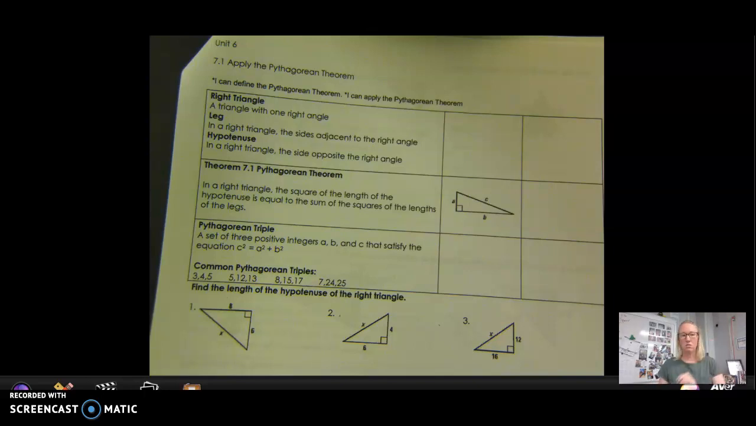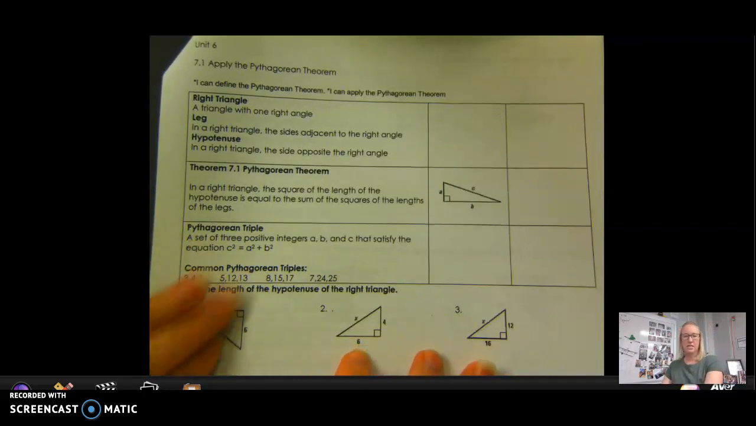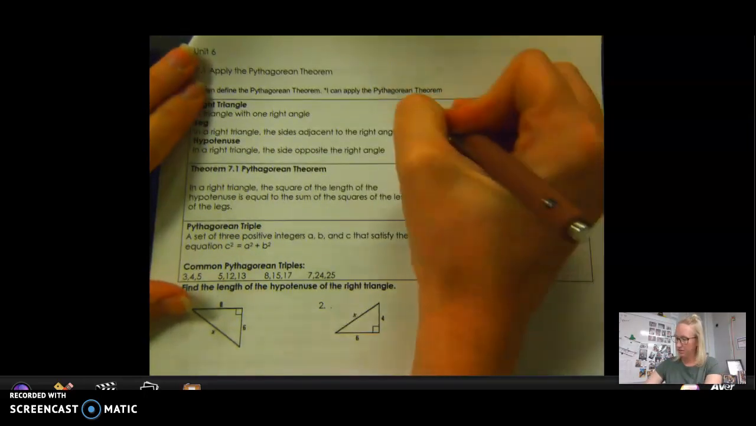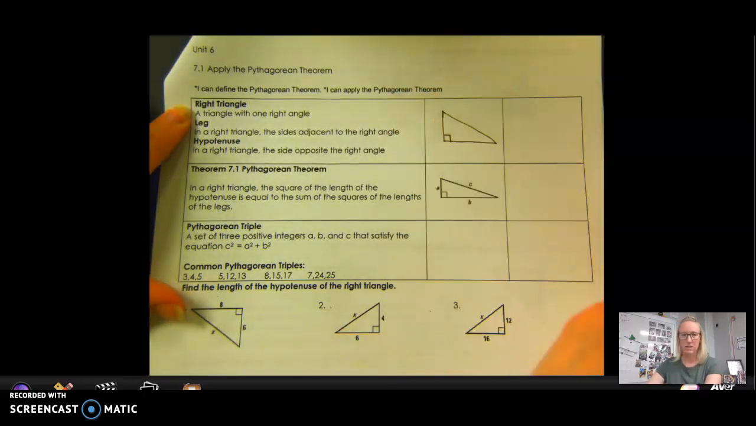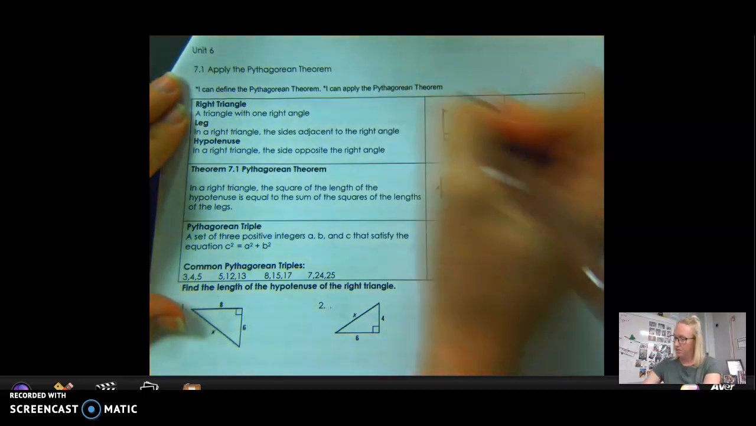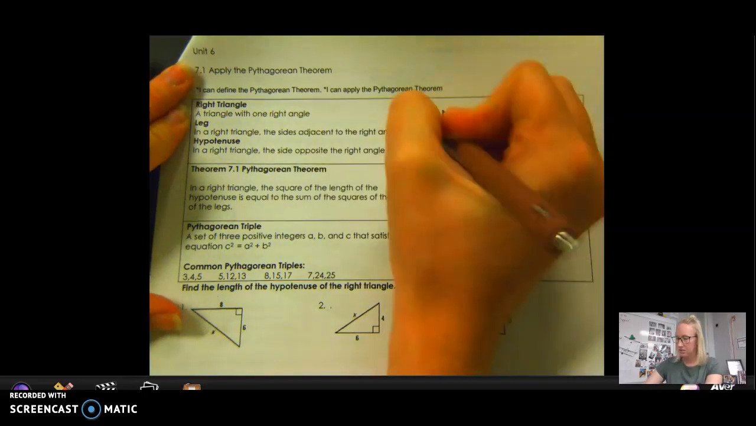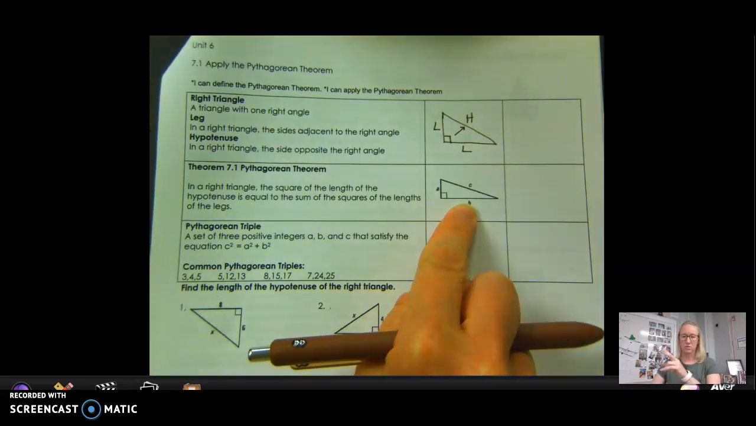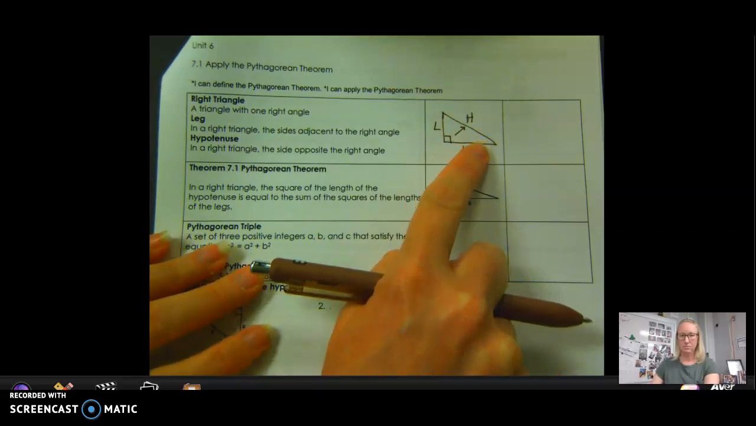Okay, so this first section of Unit 7 is kind of a review section over the Pythagorean theorem for the most part. So, right triangles. Remember, a right triangle is a triangle with one right angle. Can't have more because we only have 180 degrees in a triangle. So the hypotenuse is always the side across from the right angle. The other two sides are your legs. One we call A and one we call B. They are interchangeable, so it doesn't matter which is which. Your hypotenuse will always be your longest side.